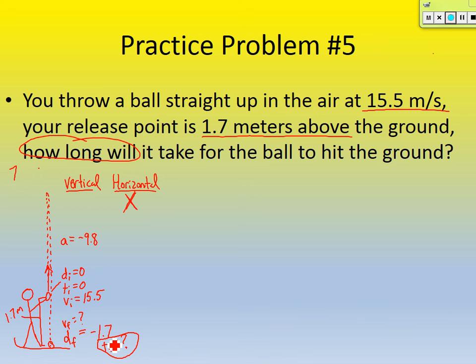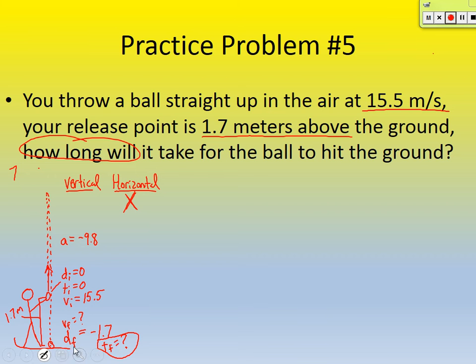Number 3, let's see if we can use it. There's time that we don't have, but there's also velocity final that we don't have. So again, on equation number 3, there are 2 variables we don't know. We can't solve it, so scratch that one out. Equation number 4, let's check it.